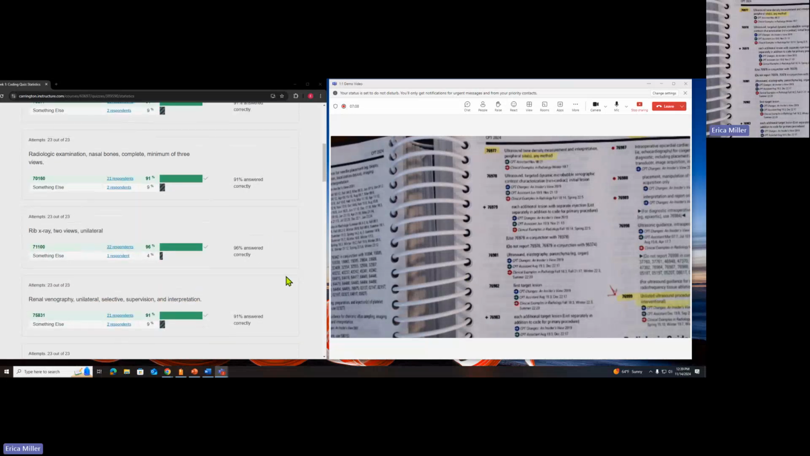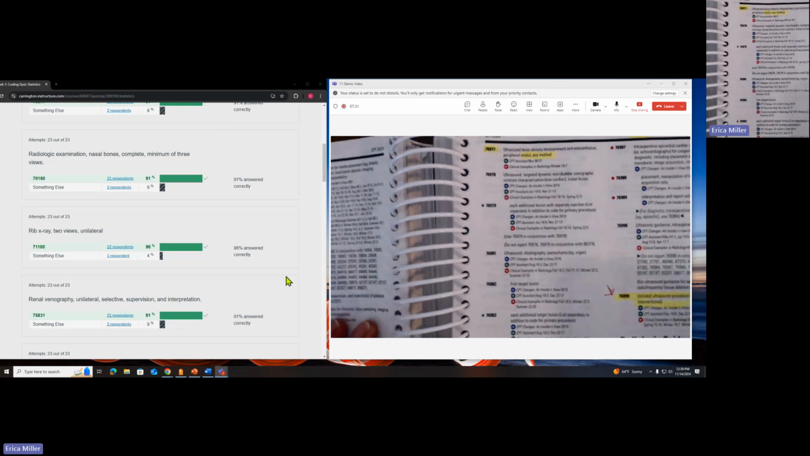All right, up next is radiologic examination, nasal bones, complete, minimum 3 views. So you've got several different details here. The term complete and detailing a minimum of 3 views. All right, so anatomic site, nasal bone, action, x-ray, and then we'll take it from there.